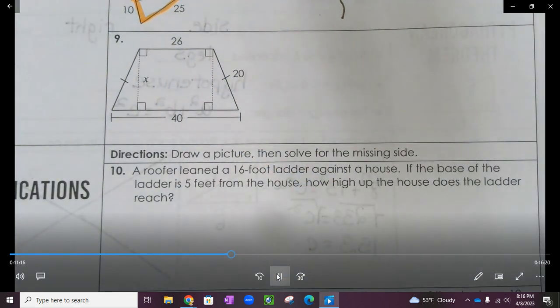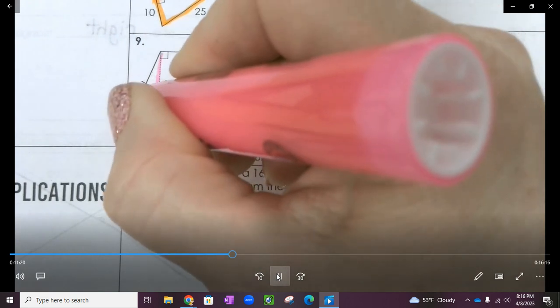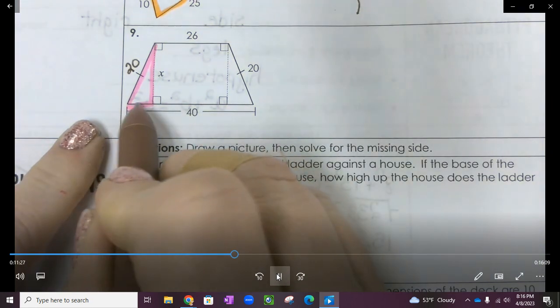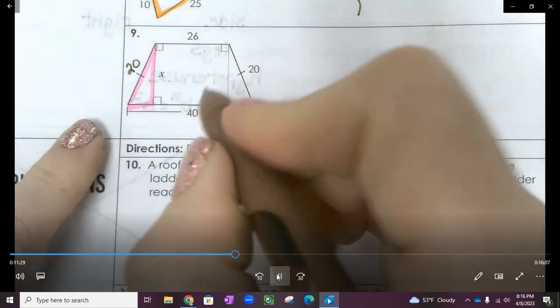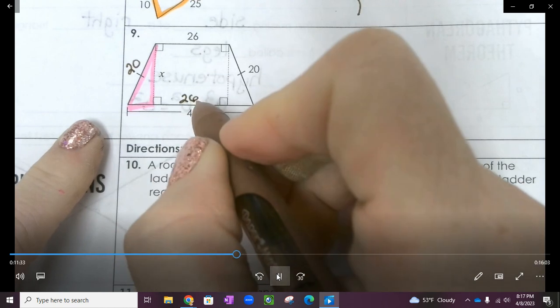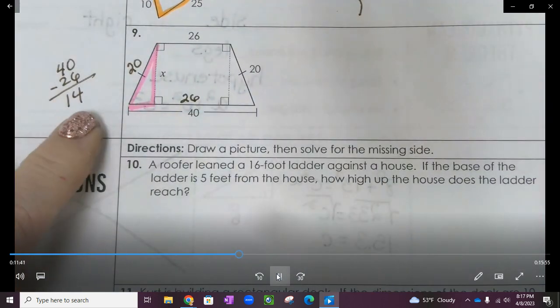So what happens is we're going to have to pick one of the triangles. I'm going to pick this one since it's where the X is. Okay, and this is going to be 20. We need this little piece right here to help us. So this is how we're going to get it. Well, from here to here is 26. So what is 40 minus 26? If you do 40 minus 26, leaves us 14.